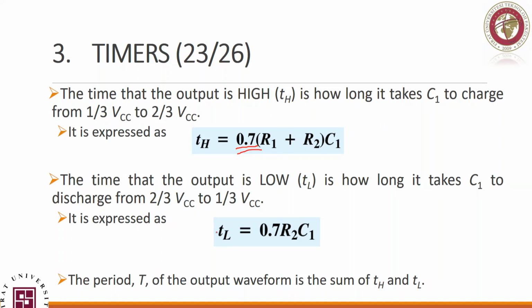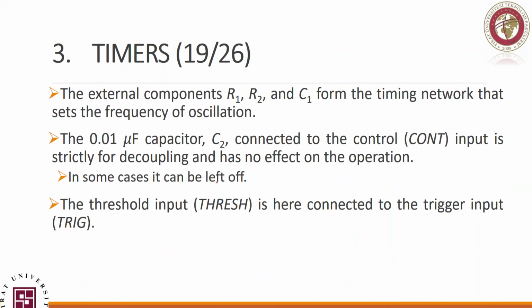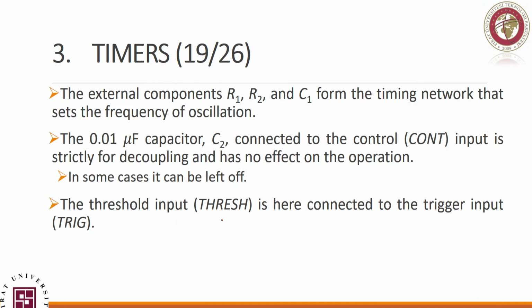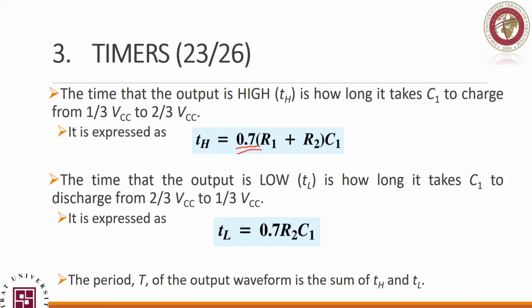Now look at the T low. It's the time it goes from 2/3 VCC to 1/3 VCC. That's the discharging time. Discharging, C1 discharges only through R2. Look here, this is the discharge path. So R1 has nothing to do with it. Now look, T low equals 0.7 times R2 times C1. R1 is gone. Okay? So that's how you memorize and make the difference between these two.